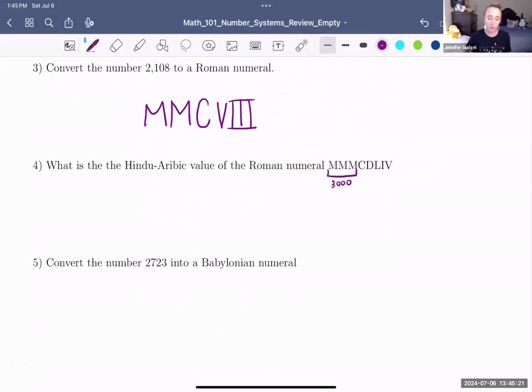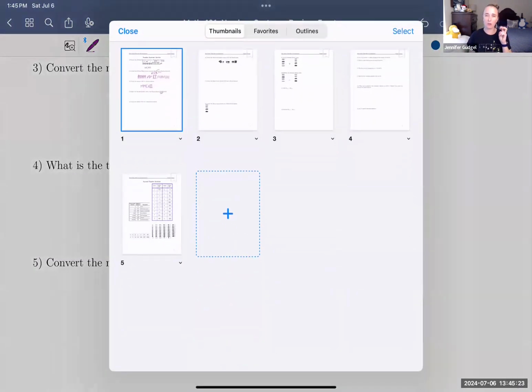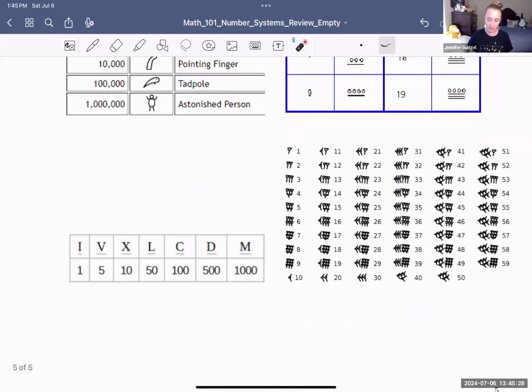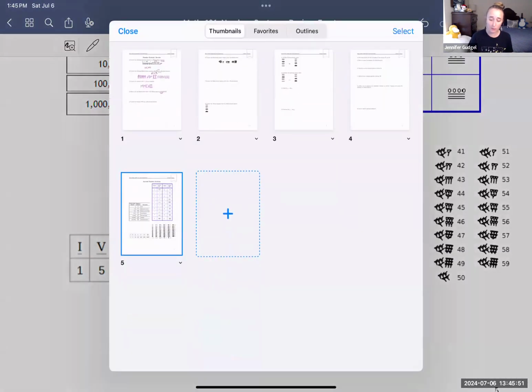CD. Remember that when you have a smaller amount in front of a larger amount, for example, C is in front of D, it doesn't say DC, that is the subtraction situation. So if it says CD, it's really 500 minus 100, because that smaller value is written in front of the bigger value. That's when we get that subtraction situation. So that's actually 400. CD is representing 400.